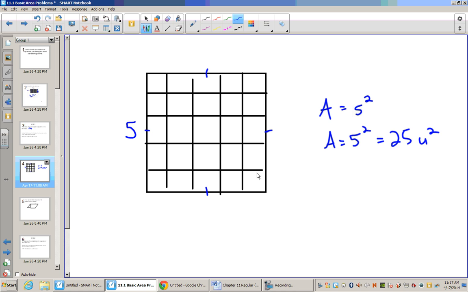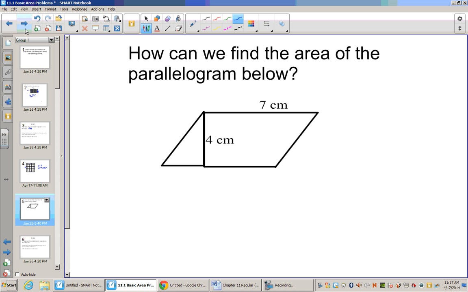Now if they don't give us any units, we just write the word units and say that whatever unit it is, we square it. All right, there's one more shape that we're going to do today. It's a parallelogram. Now a parallelogram, if I had this side, say this side was 5 centimeters, that would not help us find the area at all.